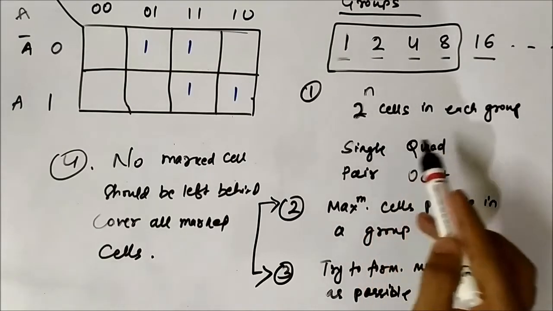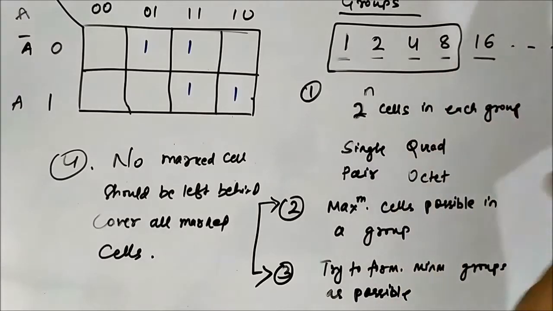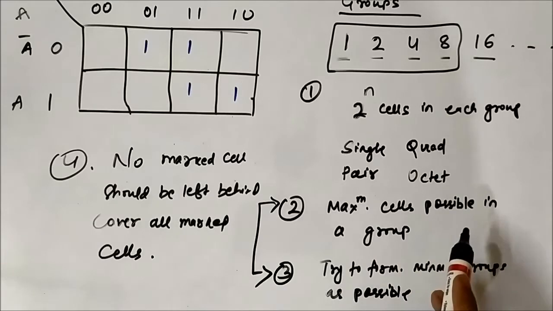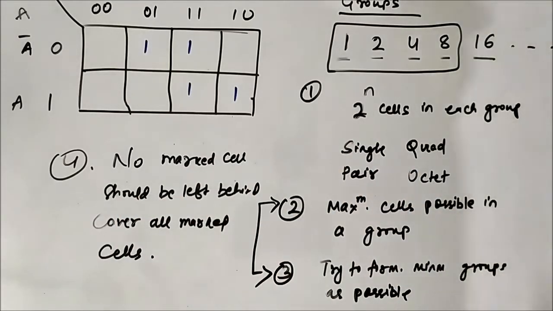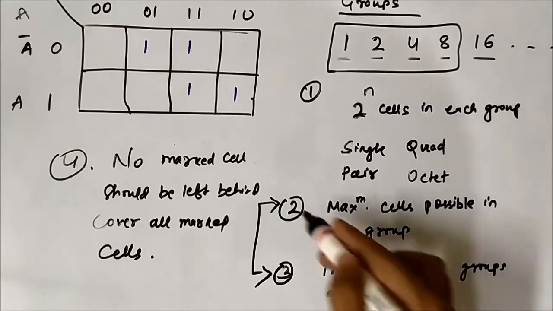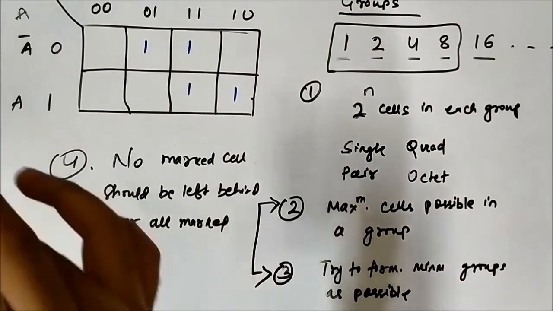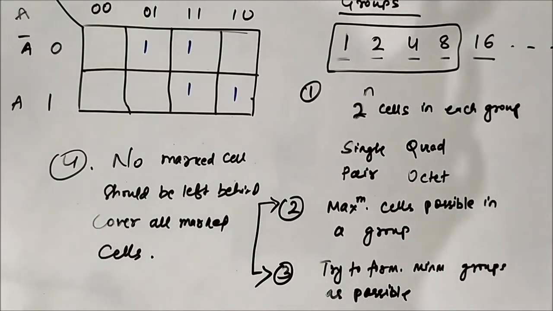Then single, pair, quad, octet: 1, 2, 4, 8. Then the maximum number of adjacent marked cells should be accommodated in a group. So a group should be as large as possible. Then the minimum number of groups should be formed. Make the number of groups as few as possible. The fewer the groups, the better. So 2 and 3 are interdependent, and no marked cells should be left behind. All the marked cells should be covered.